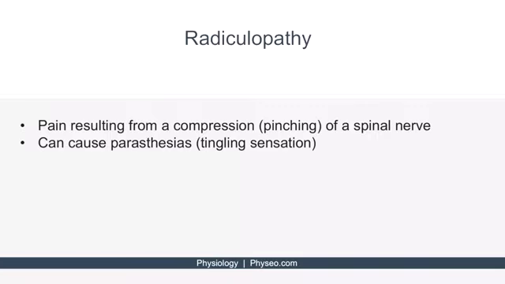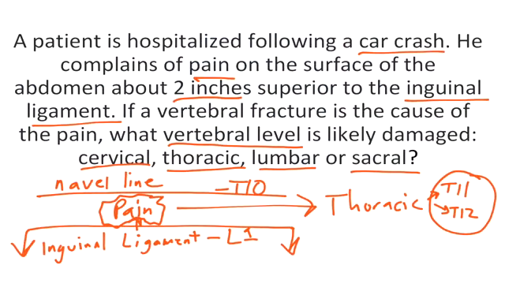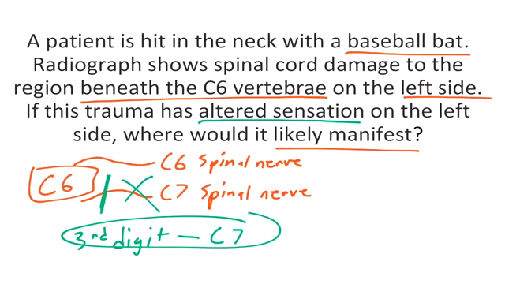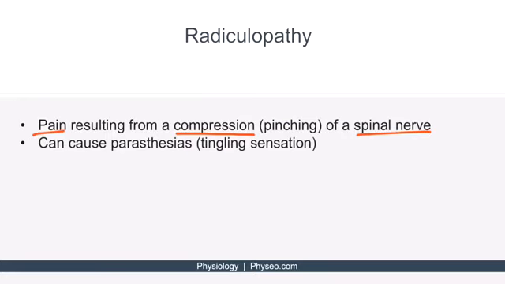So now let's talk about radiculopathy. Radiculopathy is pain resulting from a compression or pinching of a spinal nerve. Now radiculopathy was actually an example that we discussed before. The patient gets in a car crash and they complain of pain, or they get hit in the neck with a baseball bat and they experience altered sensation. So that's radiculopathy. And this can cause paresthesias, or tingling sensation, which we could say is altered sensation. But there can also just be pain. So just think of radiculopathy as compression or pinching of a spinal nerve.